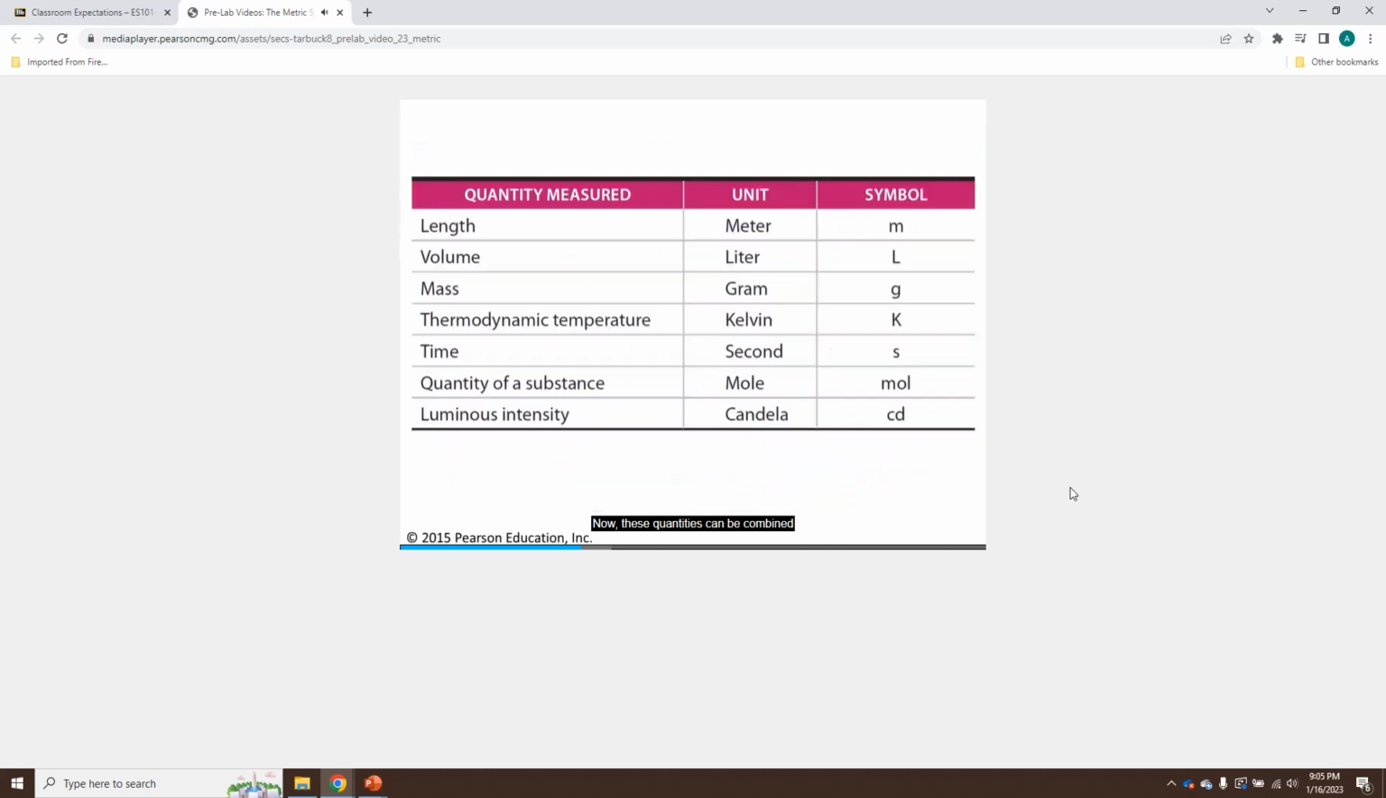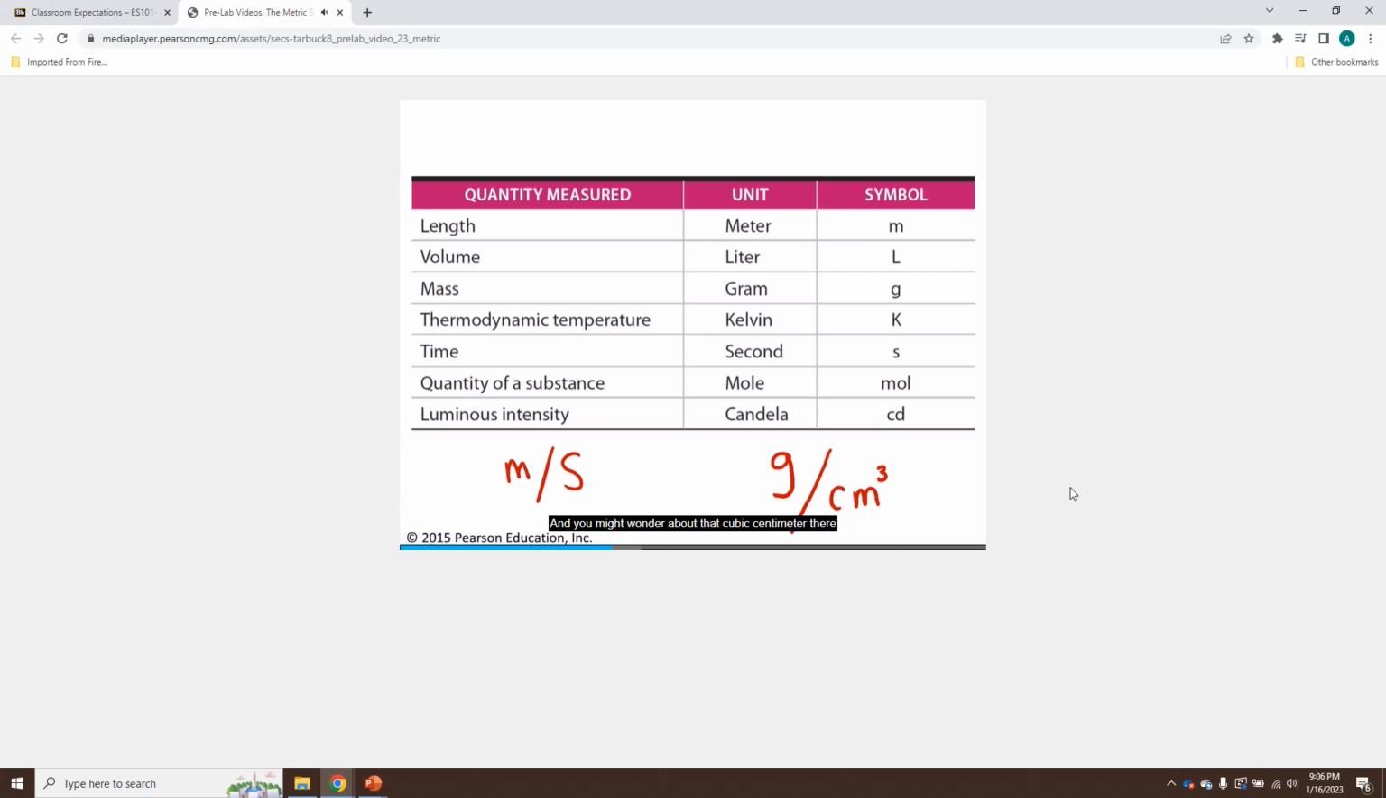Now these quantities can be combined to create additional units. So for instance, if you want to talk about speed, you need to have a unit of distance compared to a unit of time. So you might represent that in meters per second. If you're talking about density, you are going to want to express that in terms of a unit of mass per unit of volume. And typically we express that in grams per cubic centimeter. So how many grams of mass does 1 cubic centimeter of a given substance weigh?